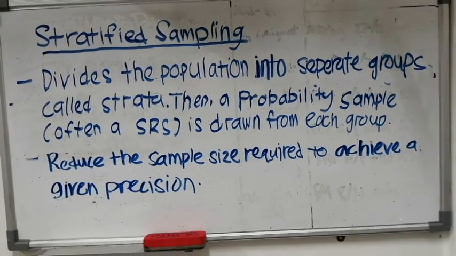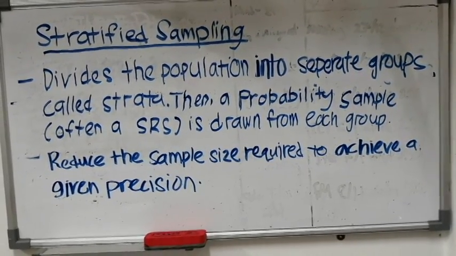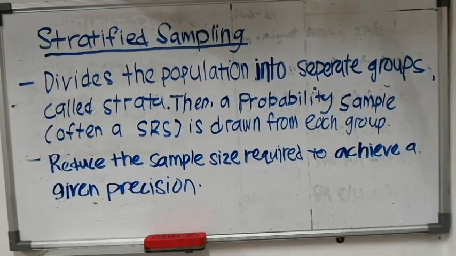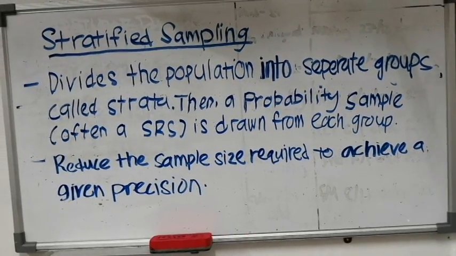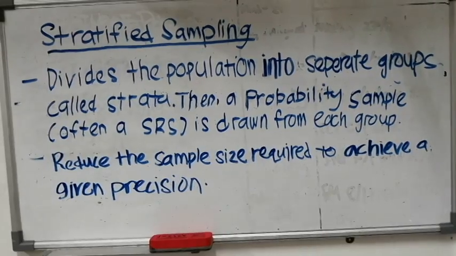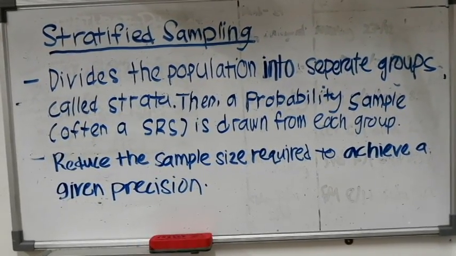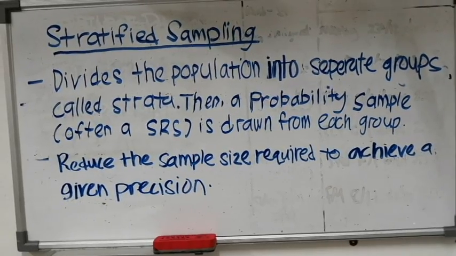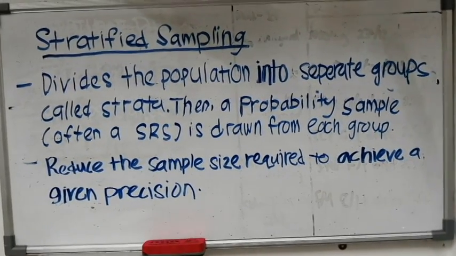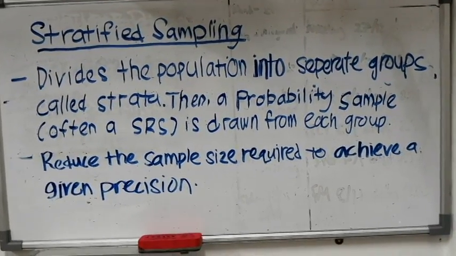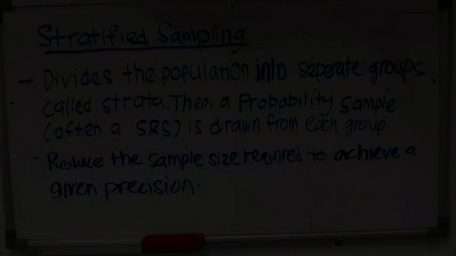Stratified sampling has several advantages over simple random sampling. For example, using stratified sampling, it may be possible to reduce the sample size required to achieve a given precision, or it may be possible to increase the precision with the same sample size. I'm going to show you the example after this.